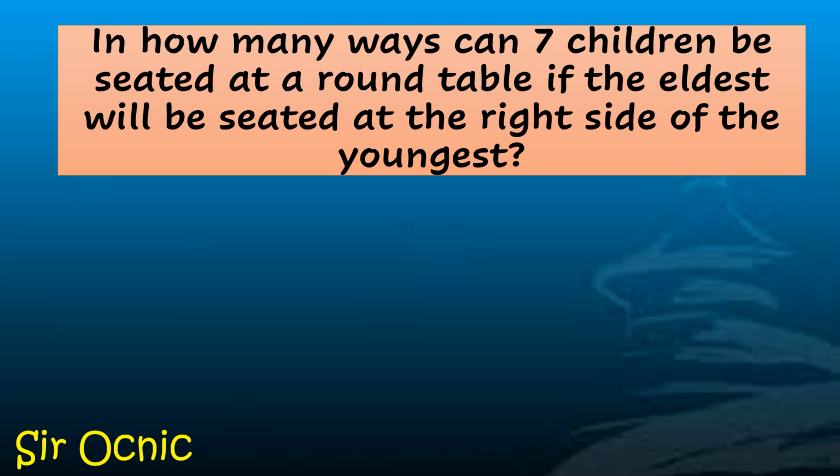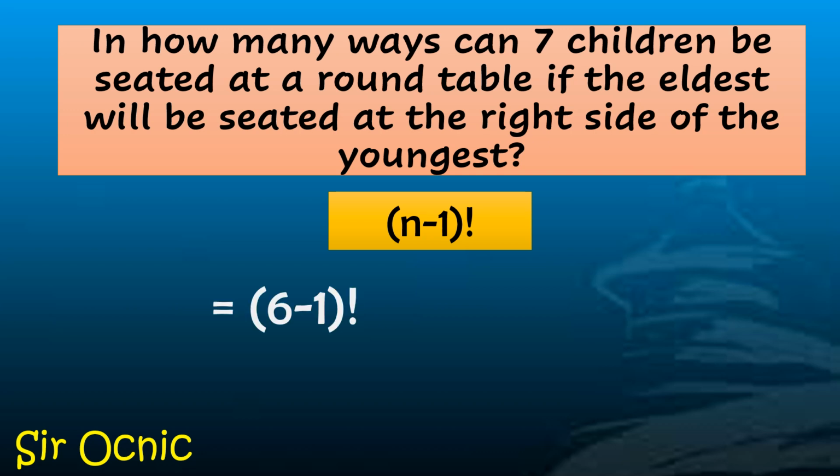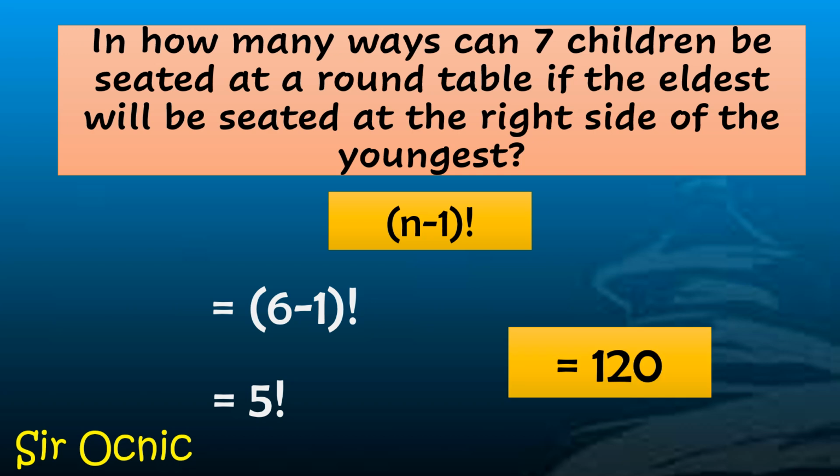In how many ways can 7 children be seated at a round table if the eldest will be seated at the right side of the youngest? In this case, the eldest is seated at the right side of the youngest. Therefore, we must treat the two persons as one. So, using n minus 1 factorial, our n here is equal to 6, simply because the youngest and the eldest will be treated as 1. So, that is 6 minus 1 factorial, which is equal to 5 factorial. And 5 factorial is equal to 120. Therefore, we have 120 ways.